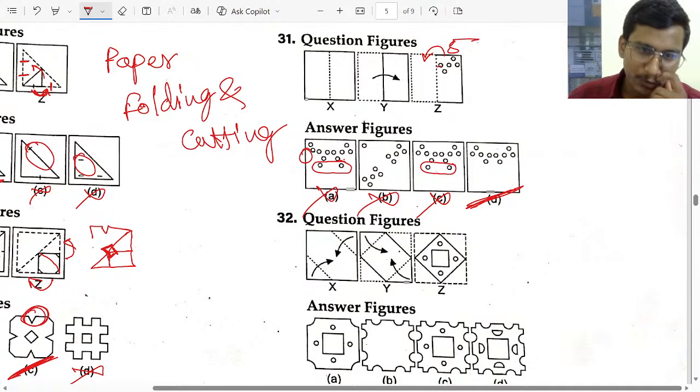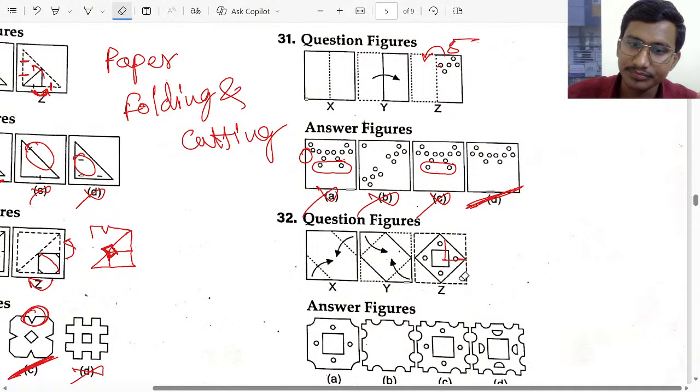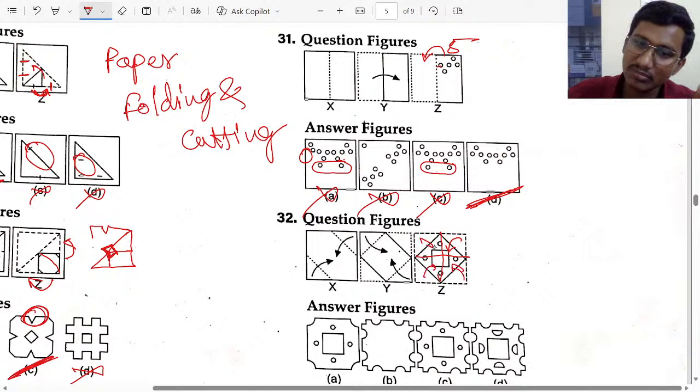So next, the 32nd figure. If you open it, this goes down and this goes to this side. This is how it is folded. The parts are folded like this, right? Okay, let me draw it. So these are the folds. This side came inside, this also came inside, this also came inside.